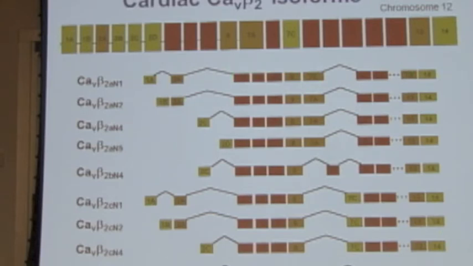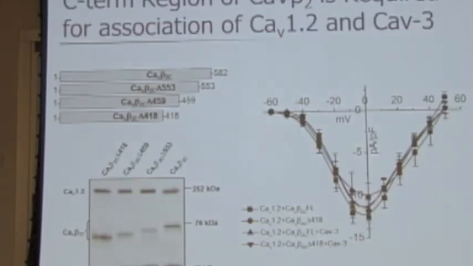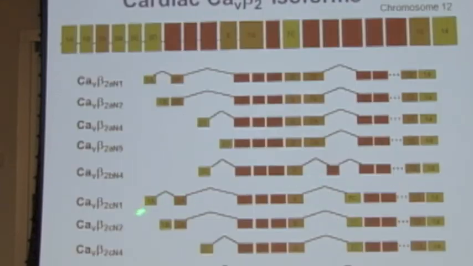But suffice it to say, this gives us the variety that we can test by just testing these natural isoforms to see if we can figure out what regions of the beta 2 subunit are important for interacting. Based on that work, we found that it was the beta 2Cs that were important for the interaction, but we hadn't tested all the others. So for beta 2A, N1, N2, N4, we did find some interaction.